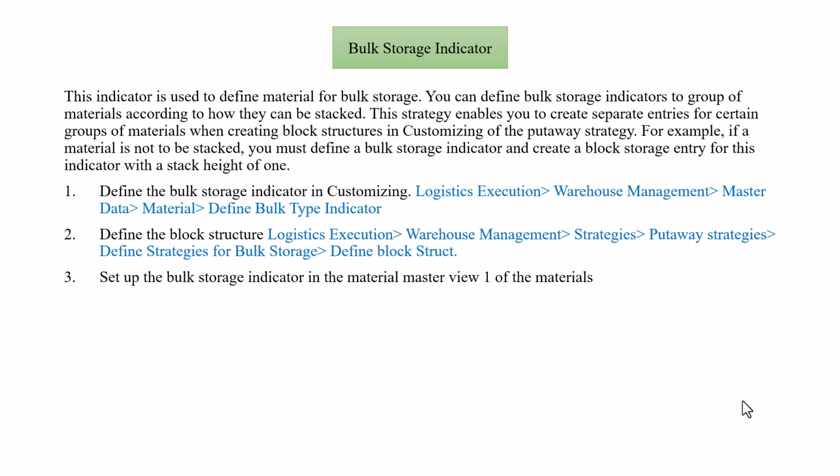For example, if a material is not to be stacked, you must define a bulk storage indicator and create a block structure for this indicator with a stack height of 1, 2, 4, 5. For a bulk storage indicator, we have to follow these three steps. First we have to define an indicator, then we have to define the block structure, and then we have to assign the block indicator in our material master view. So let's go to the SAP system.